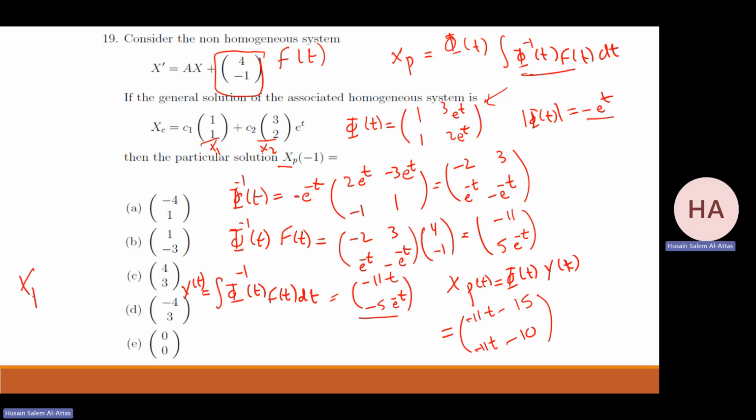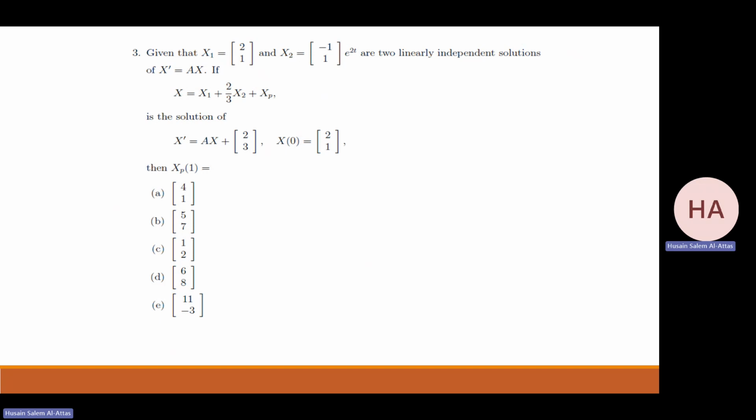What he wants is xp at minus 1. Substituting t equals minus 1, so I have 11 minus 15 and 11 minus 10. And that is minus 4 and 1, which is this. Okay. Yeah. Let me do this one.